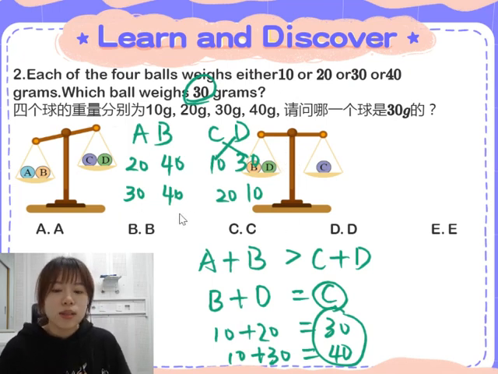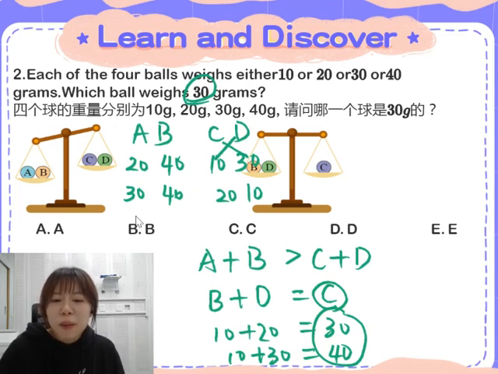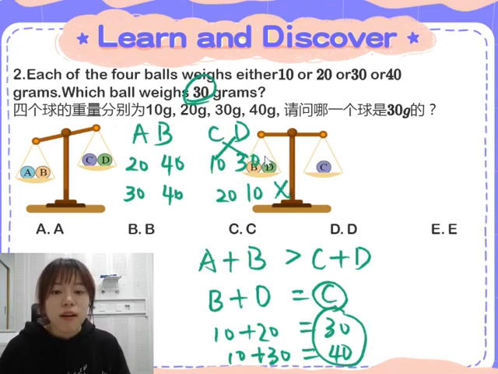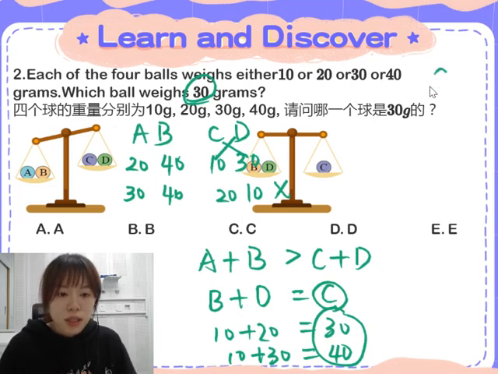So what about the second situation? Do you think it's possible? No, because 30 and 40, they are all on AB side. For the CD side, 20 and 10, it's not gonna happen, right? So no, this doesn't make sense. So we can find the possible situation is the first one. So C gonna be the 30 grams. Okay, so the option gonna be C.